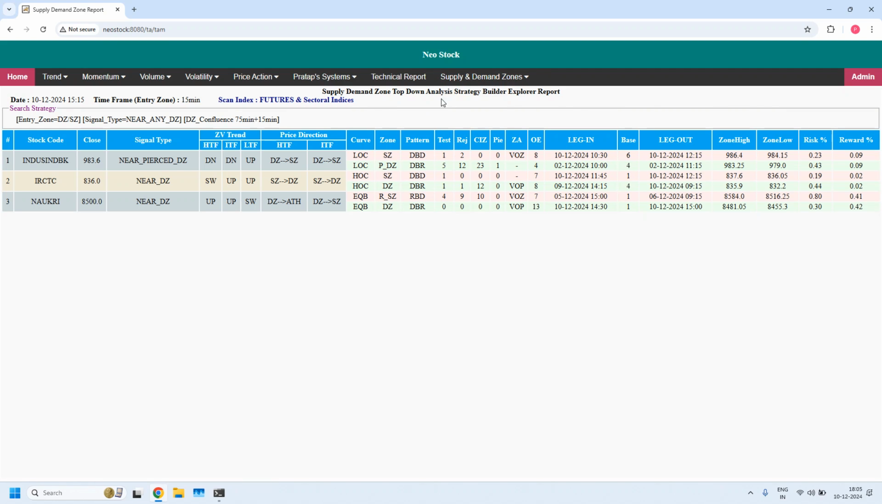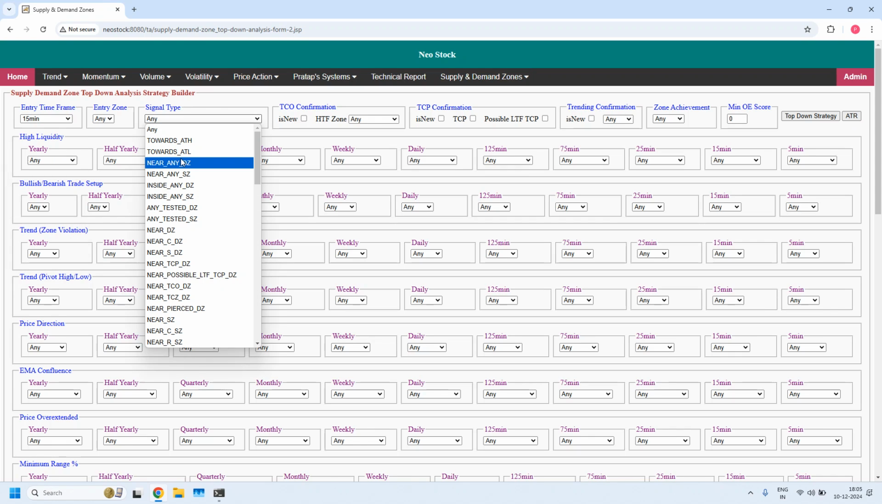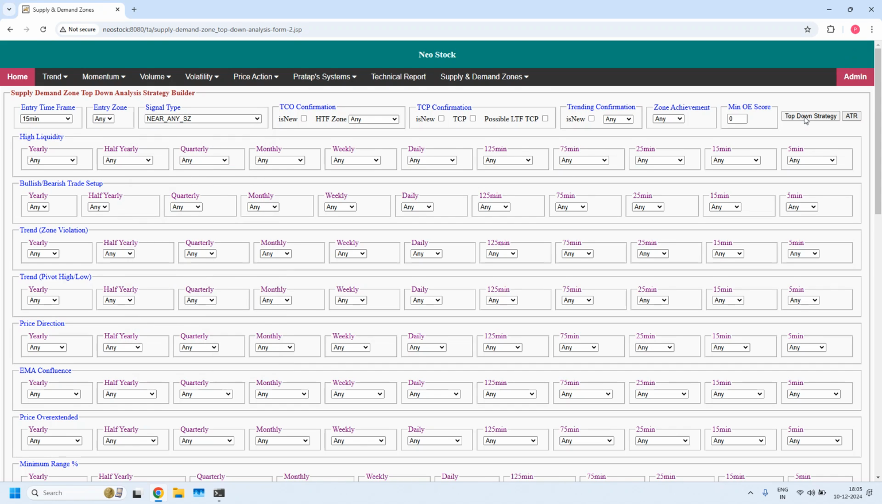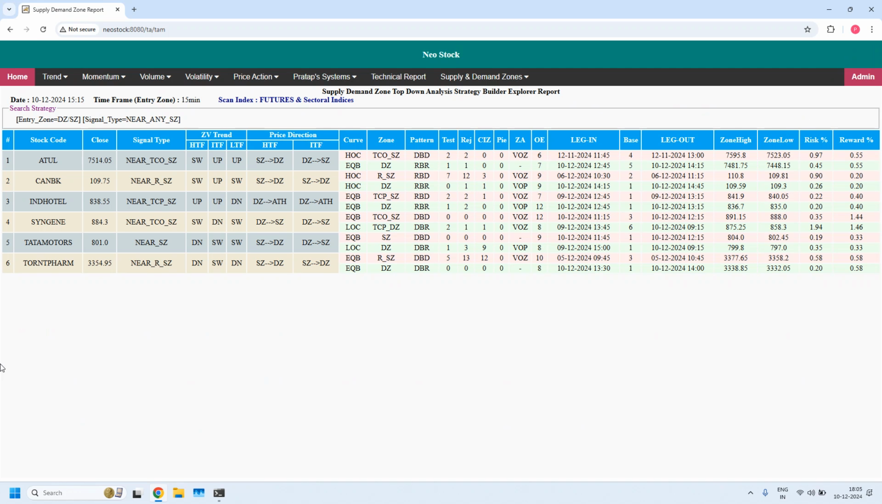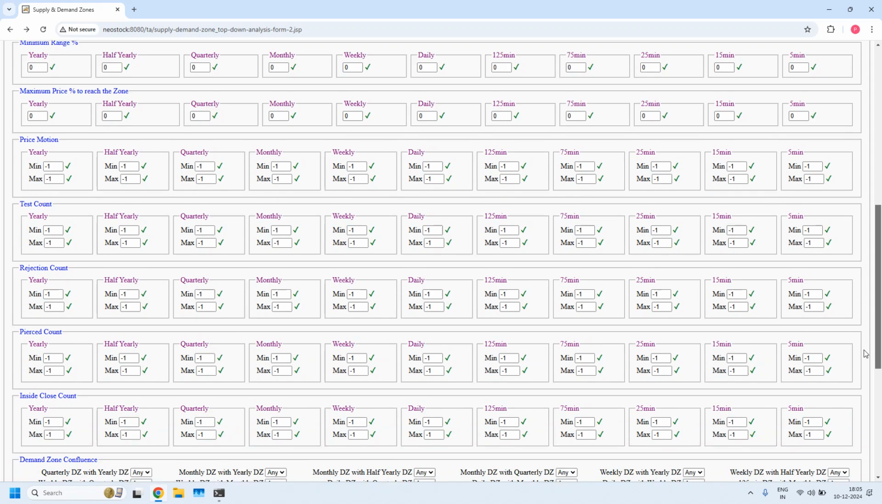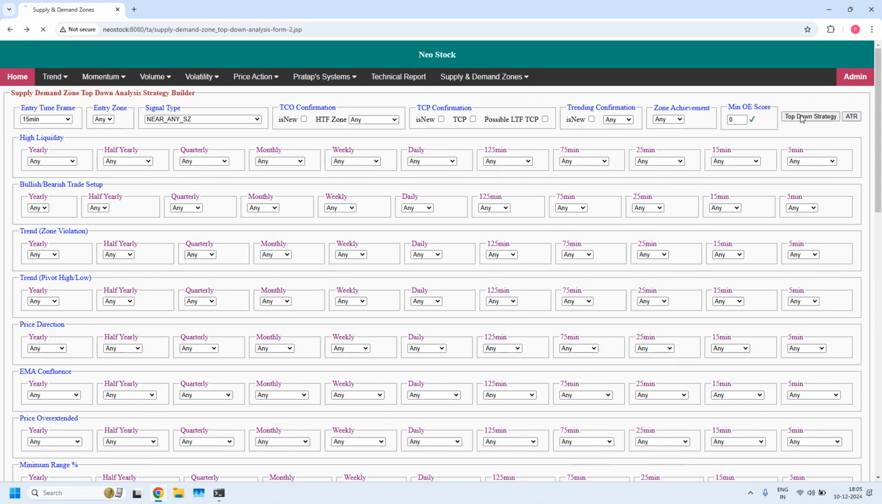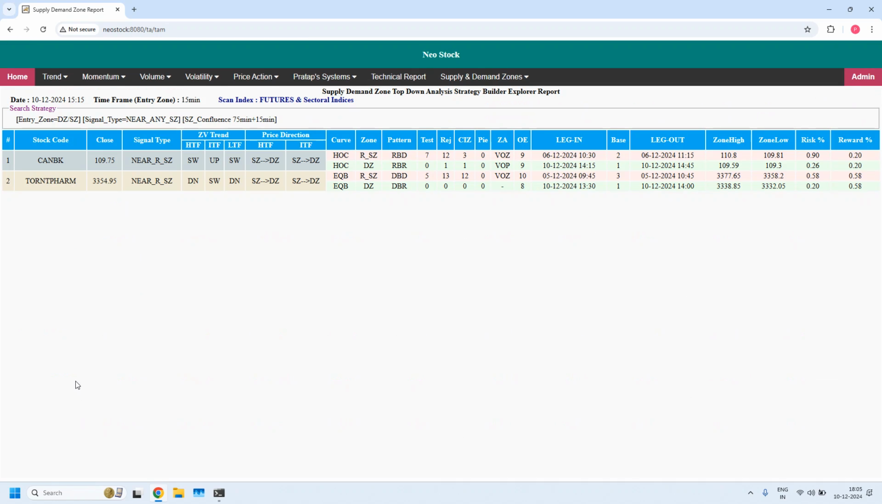Okay, next 15 minutes time frame, stocks near 15-minute supply zone, 6 stocks are filtered. Let's identify LTF and ITF supply zone confluence. 15 minutes and 75 minutes supply zone confluence. I'm enabling that filter. So with this filter, out of 6 stocks, we got only 2 stocks. In these, 15-minute supply zones are part of the 75-minute supply zone.